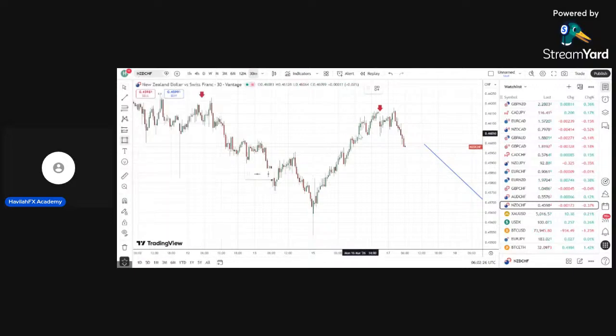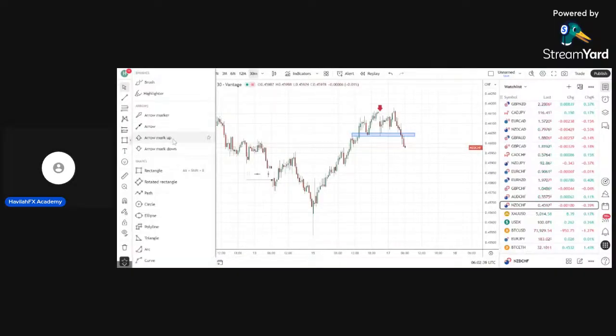We have a minor support here. Price is already selling on the NZDCHF. You can trigger a sell. I said that I'm expecting it to sell.